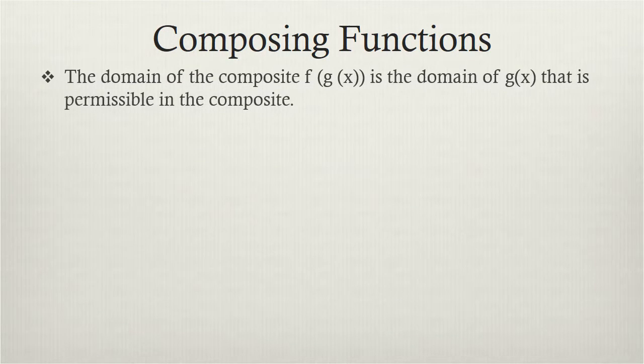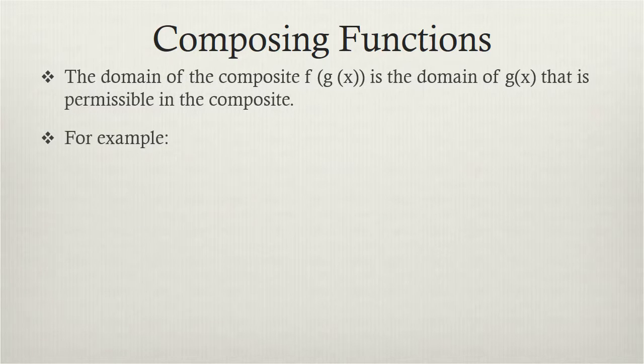Okay, the domain of the composite f of g of x is the domain of g of x that's permissible in the composite. In other words, you start with the domain of g, and then when you compose them, there may be additional numbers that you have to toss out of the domain.